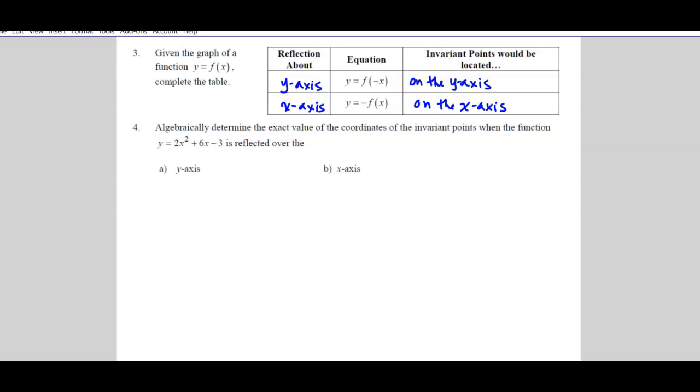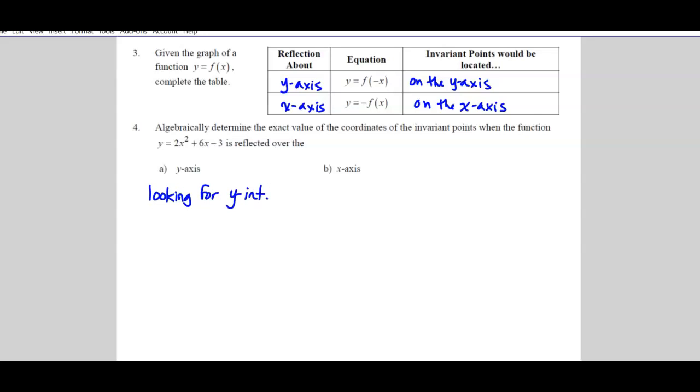So now it says algebraically determine the exact value of the coordinates of the invariant point when this parabola is reflected over the y-axis. You did this last year. So when we're reflecting over the y-axis, we're replacing every x with negative x. But do we need to do that here? No, because if we're reflecting in the y-axis, we're looking for the y-intercept of the original.